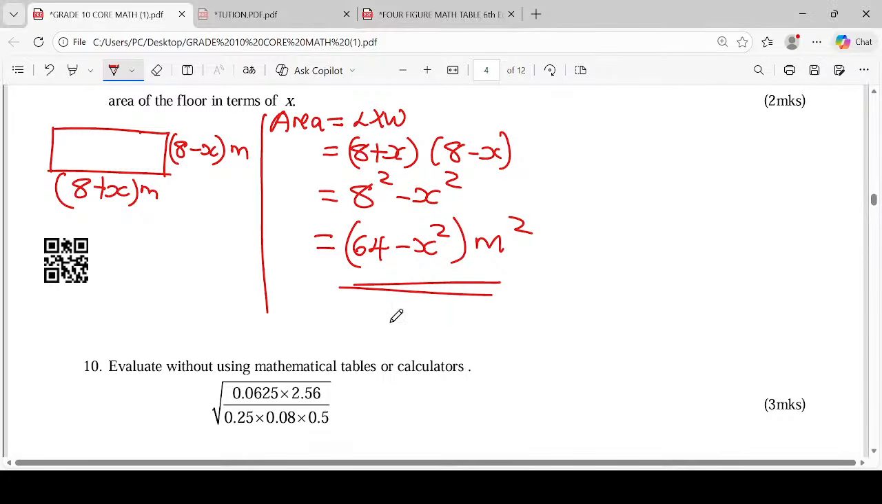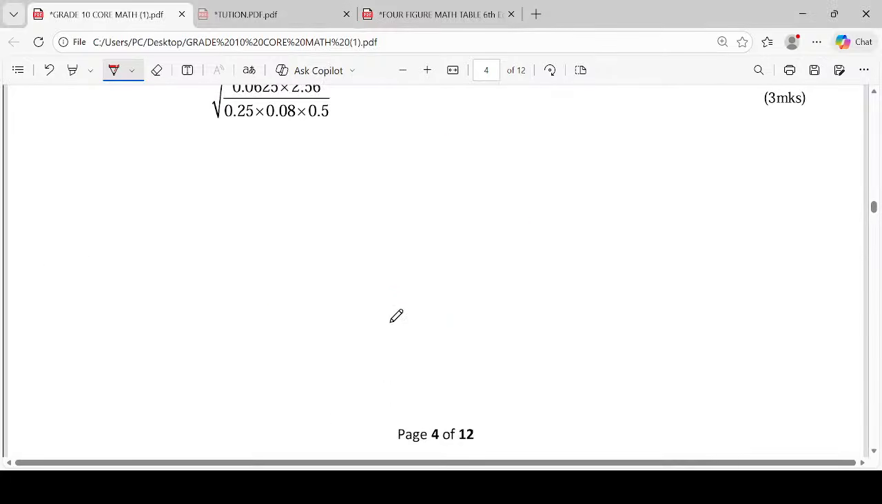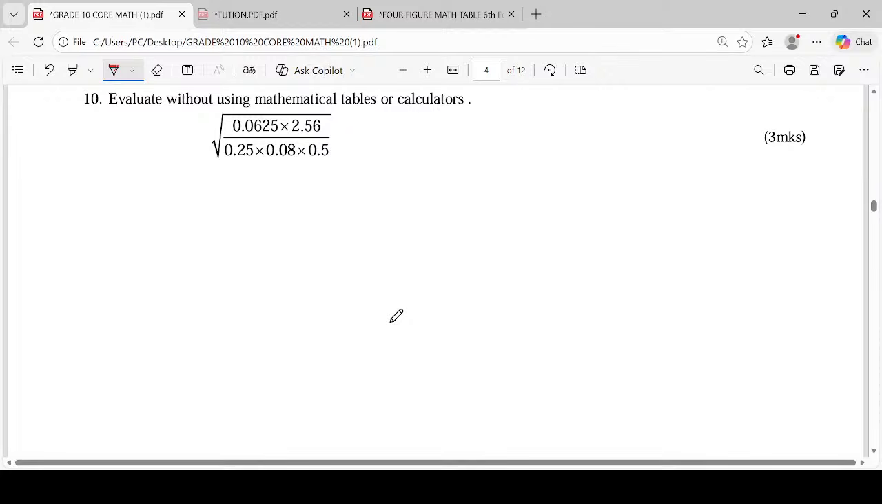Let's have a look at question number 10. We now have to discuss question number 10. Evaluate without using mathematical tables or calculators the square root of 0.0625 times 2.56 all over 0.25 times 0.08 times 0.5.